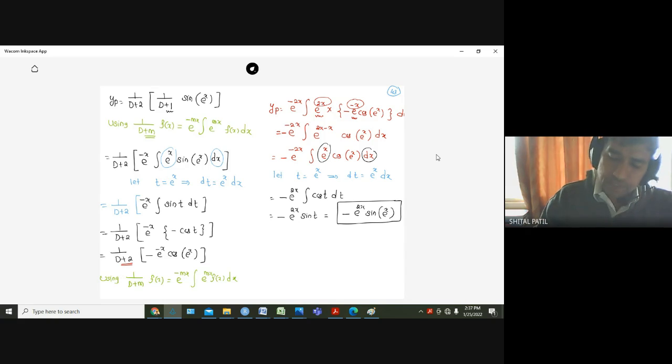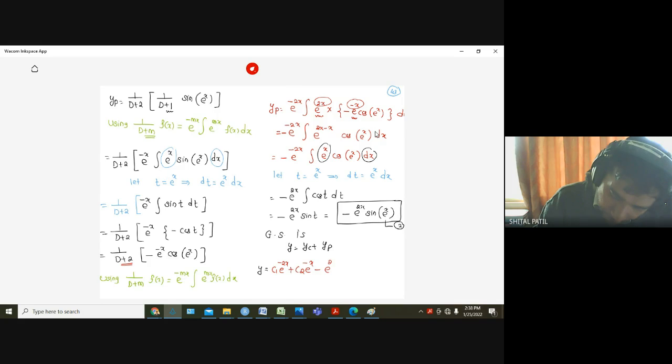Now we want to write the general solution. y of c plus y of p. y of c is written on the previous page. You can check that. So the final answer is like this. c1 e raised to minus 2x, this is minus.